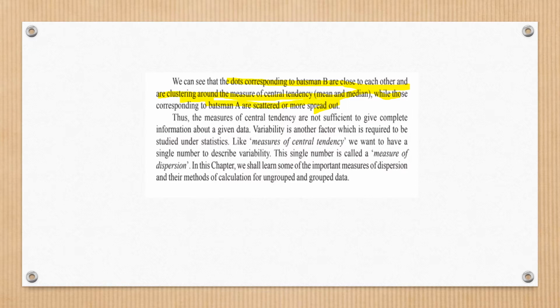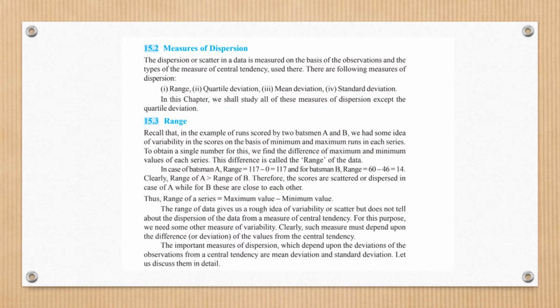Thus, the measures of central tendency are not sufficient to give complete information about a given data. Variability is another factor which is required to be studied under statistics, like measures of central tendency, right? We want to have a single number to describe variability. This single number is called as measure of dispersion. Okay, in this chapter we shall learn some of the important measures of dispersion and their methods of calculation for grouped and ungrouped data.